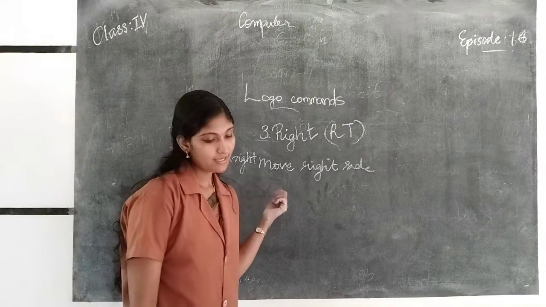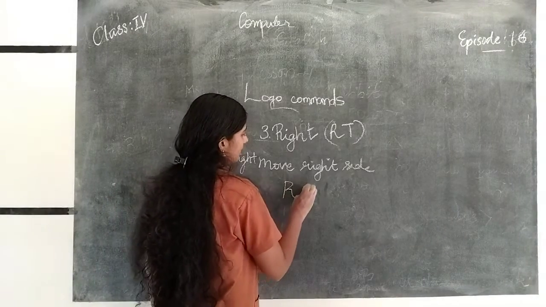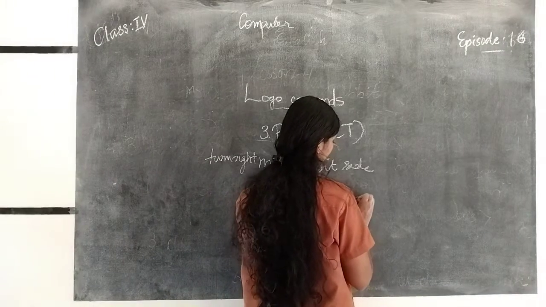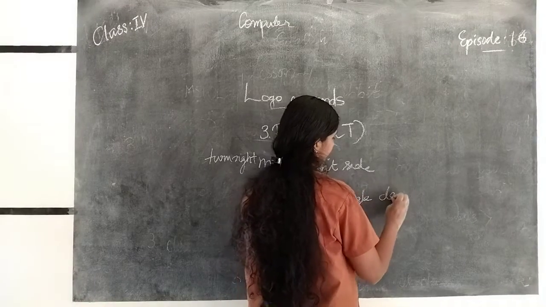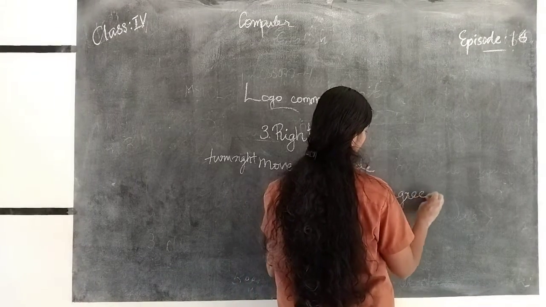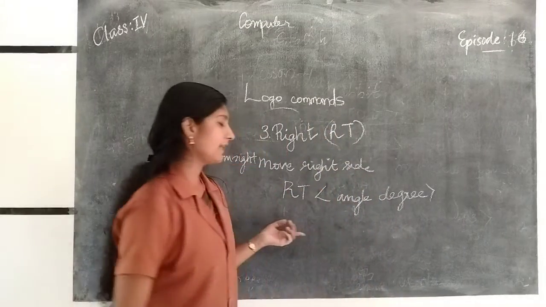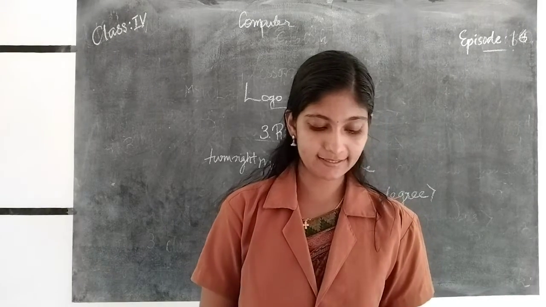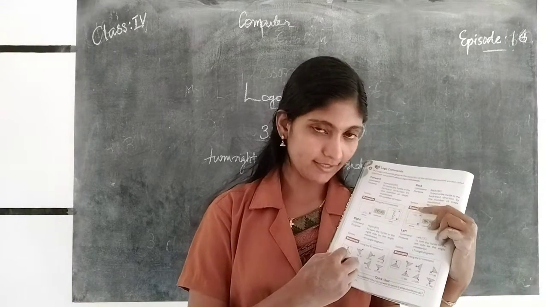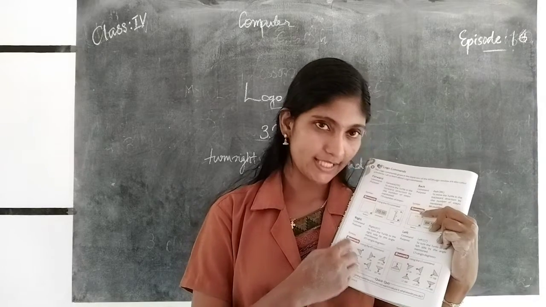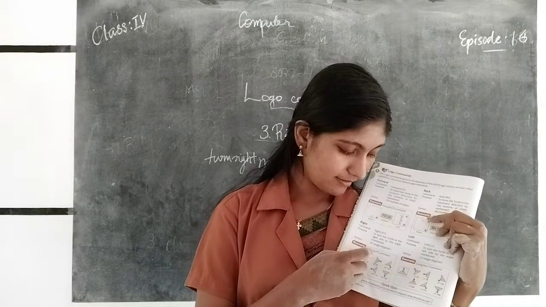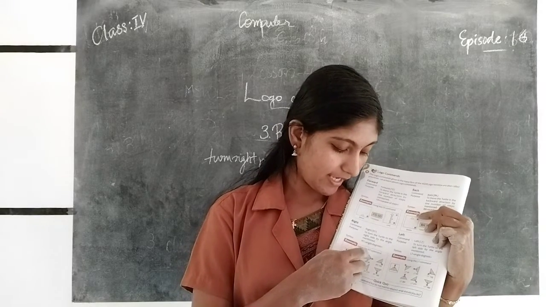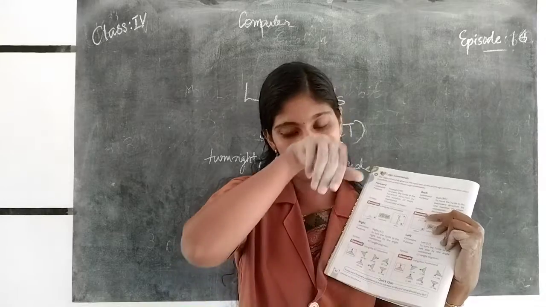So here the syntax is RT, then angle degree. RT angle degree. So once again, here is the example. This is the pointer and it turns the turtle to which side? Right side. And then in which angle? 45 degrees.